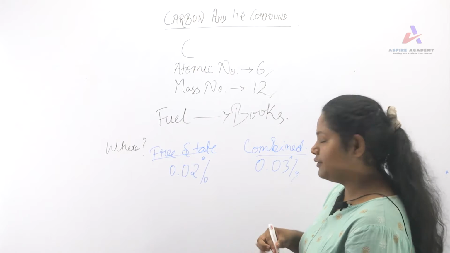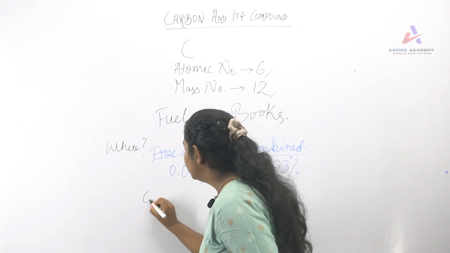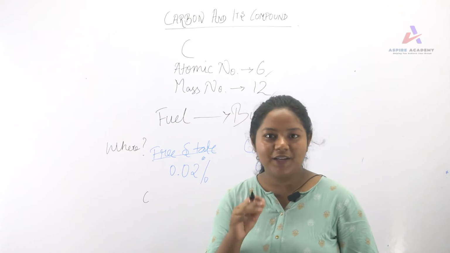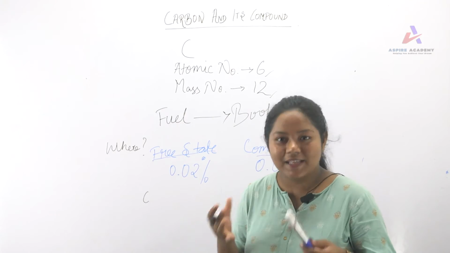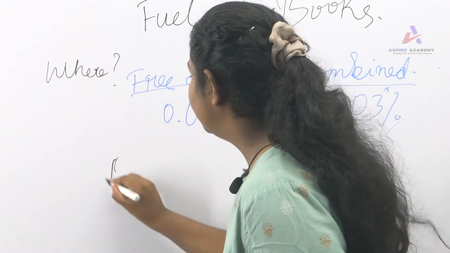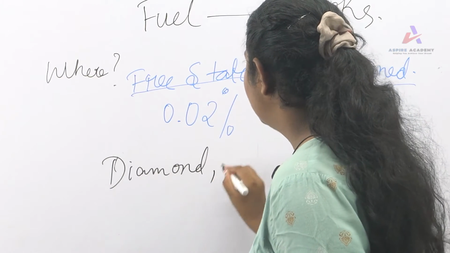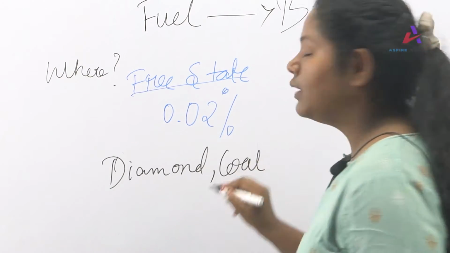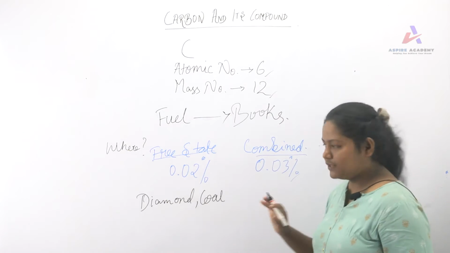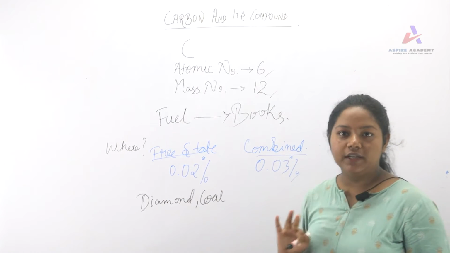In free state, how do we find carbon? In free state, carbon is found in diamond, which I hope everybody knows is a very expensive thing, and in coal, which we all know, and so on. And in combined state it is found in three states.